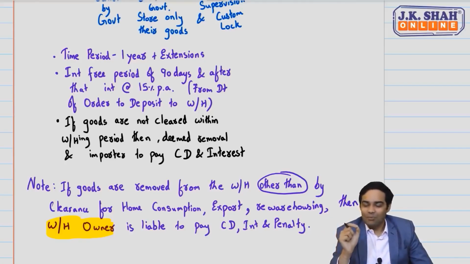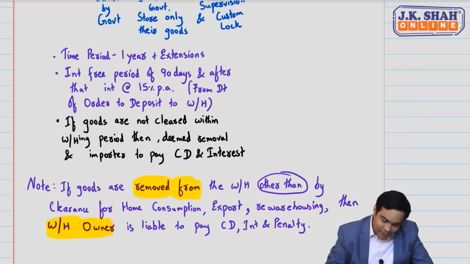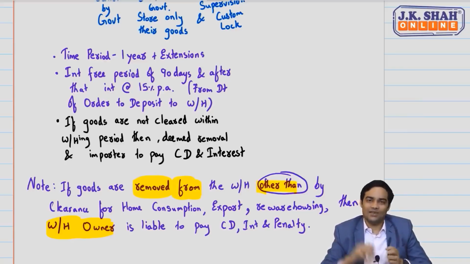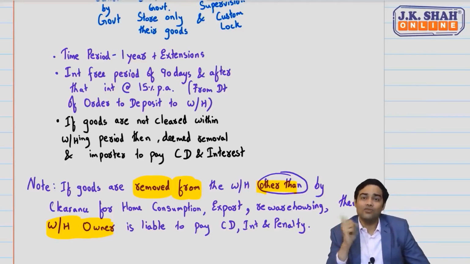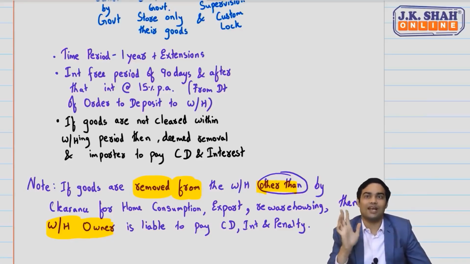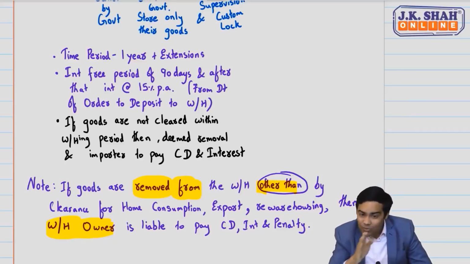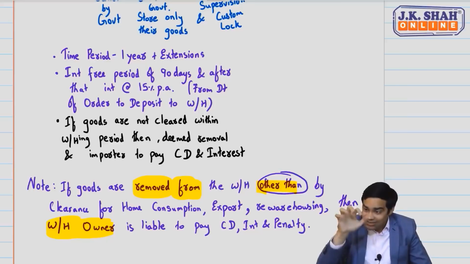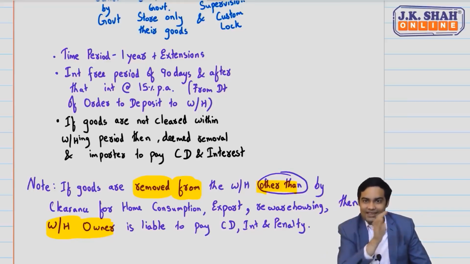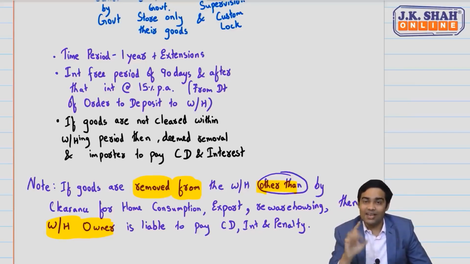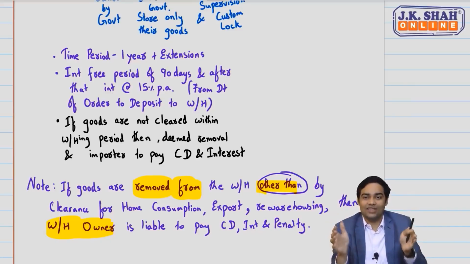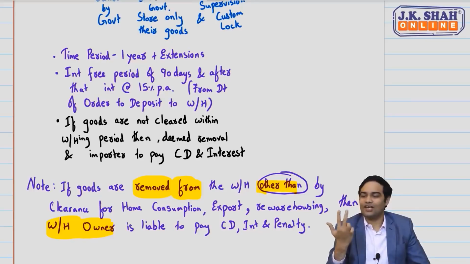Reason is very simple. The moment you say that warehouse owner is responsible, it is only when goods are removed from the warehouse other than these three cases. See, goods can be removed from warehouse only for these three cases. If you remove it other than these three, then only warehouse owner will be liable. Don't forget, primary liability is on the importer. If importer does not pay and goods have been removed from the warehouse by other than these three, then only warehouse owner is responsible, otherwise no. If goods are still there in the warehouse, then custom officers will sell those goods and recover custom duty. There is no liability on the warehouse owner. He is only responsible when the goods which were there in the warehouse have been removed by other than these three means: home consumption, export, re-warehousing.